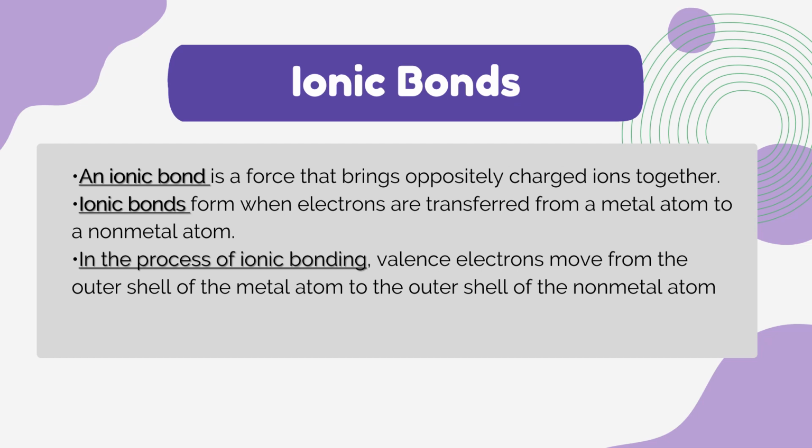The ionic bond is a force that brings oppositely charged ions together, the metal with the positive charge and the non-metal with the negative charge. The ionic bond forms between metals and non-metals. Also, in the process of the ionic bond, the valence electron moves from the outer shell of the metal to the non-metal.